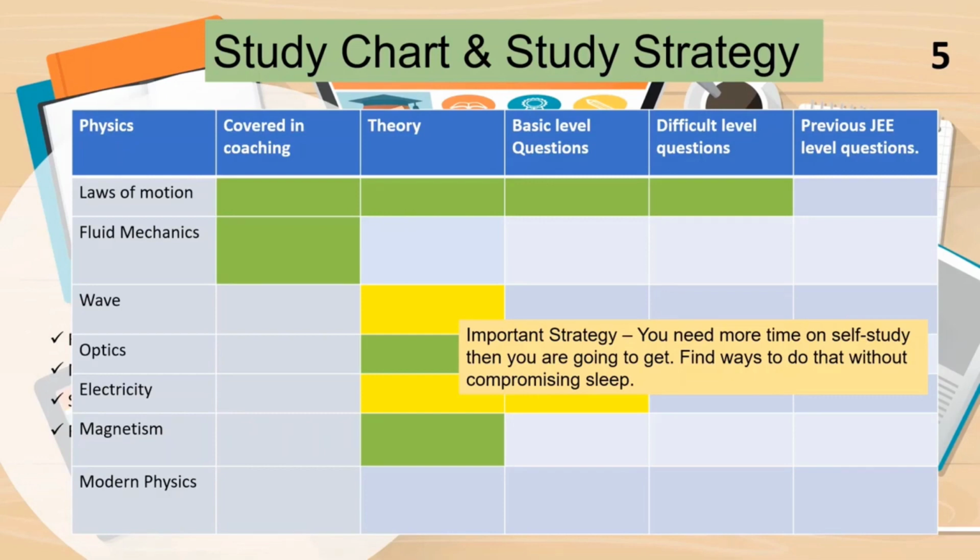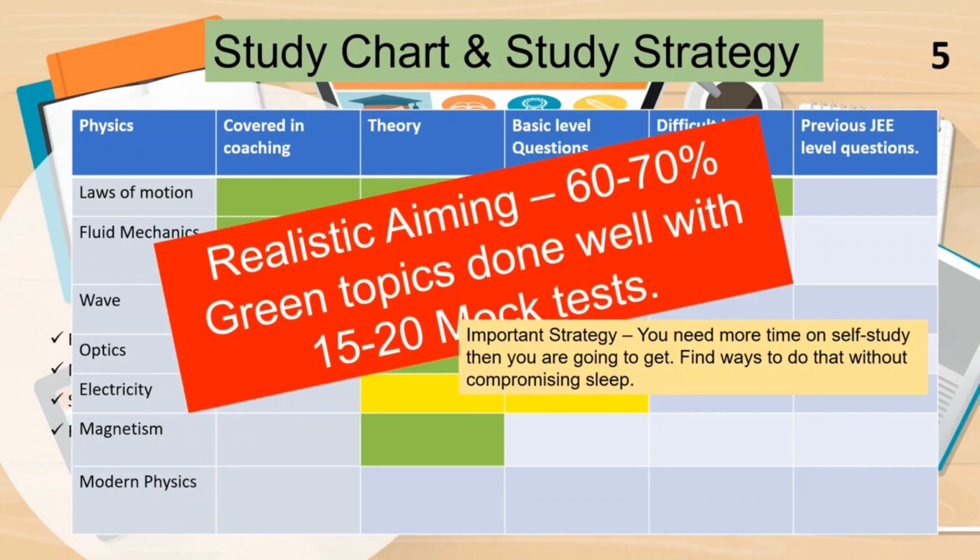Unless you get a lot of time during self-study, you will not be able to achieve the target of 60 to 70% that you should aim for. You can't aim for 100% syllabus at this point of time with the time left with you. So you should aim for only 60-70% done well. If you can do that with 15-20 mock tests, then you should get a great rank.